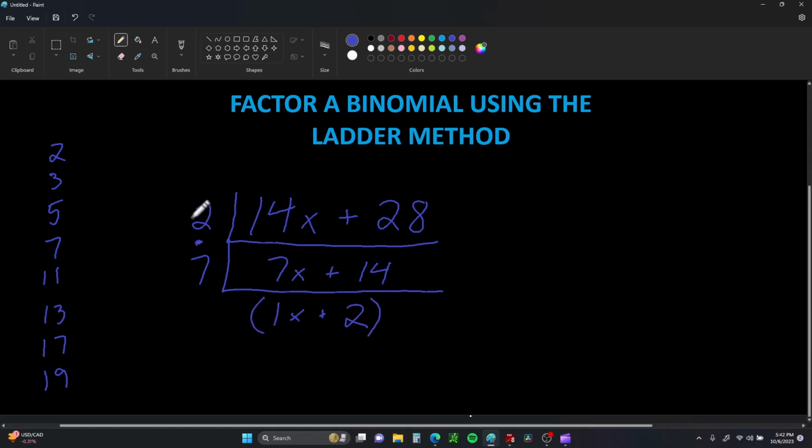So my GCF is over here. It's these two numbers multiplied by each other, so I have a 14. Now we're going to check to see, and I do the distributive property, so 14 times 1x is 14x, and 14 times 2 is 28. So this checks out, and this answer is correct.